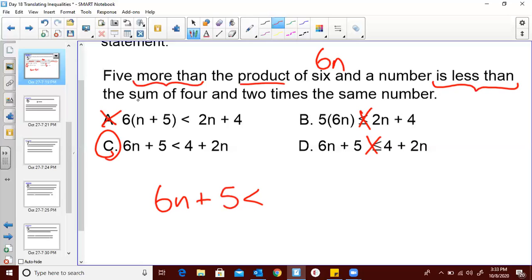Is less than the sum, so that's going to be plus, the sum of 4 and 2 times, so that's 2 times some number, which can just be written as 2n. And we see that it matches up with C.